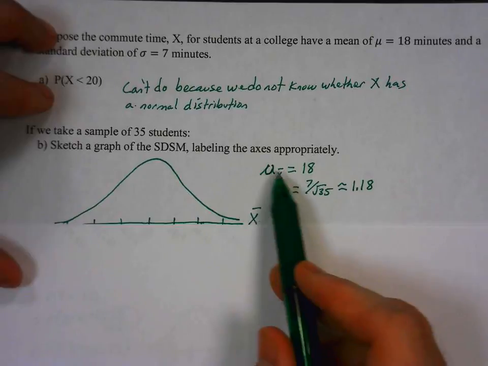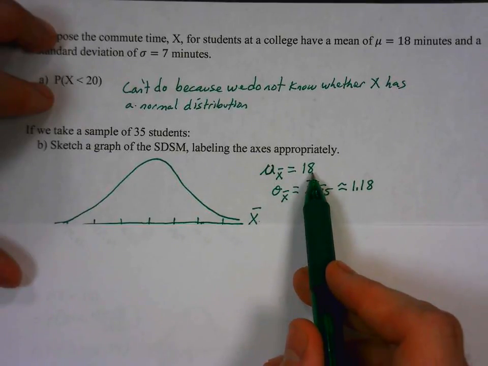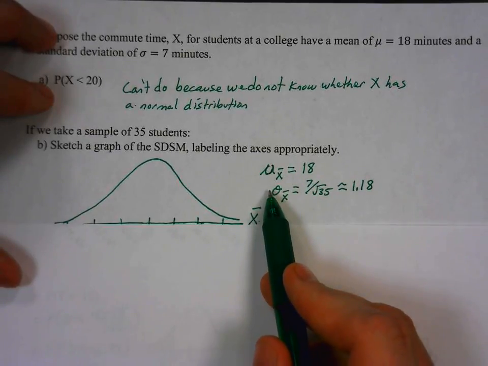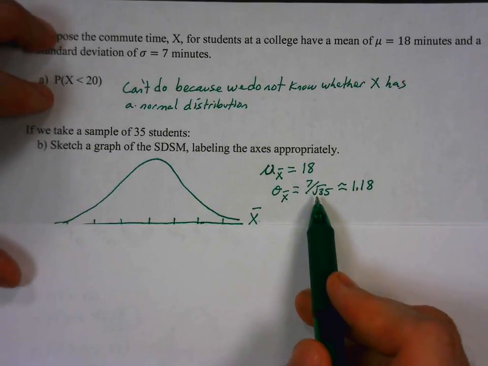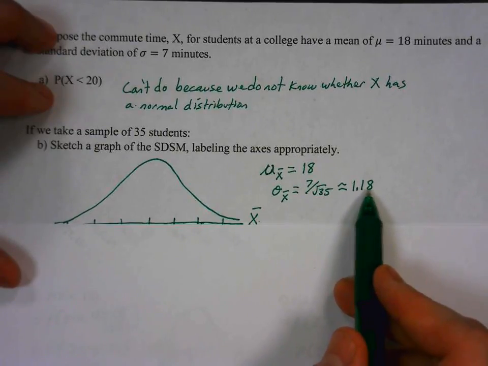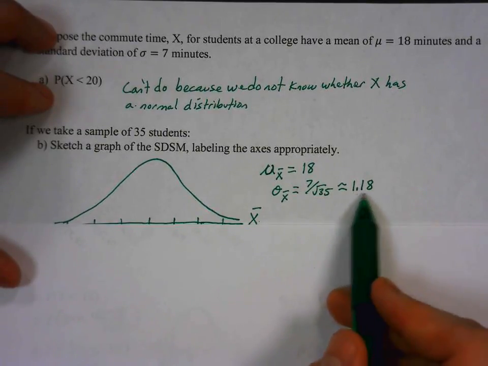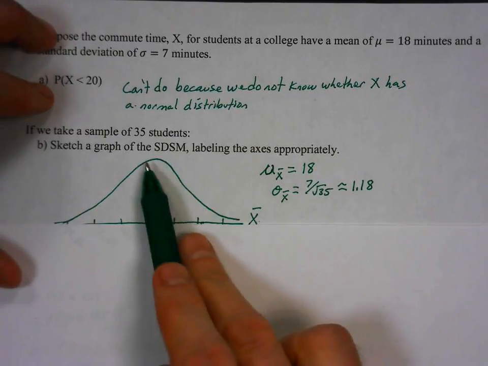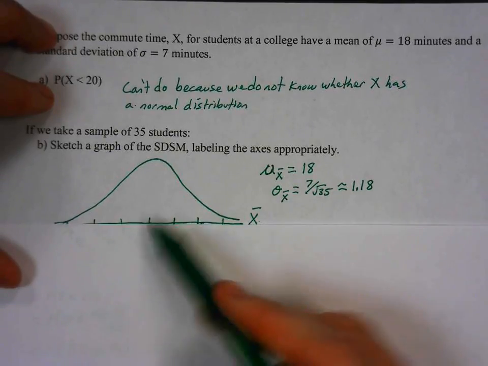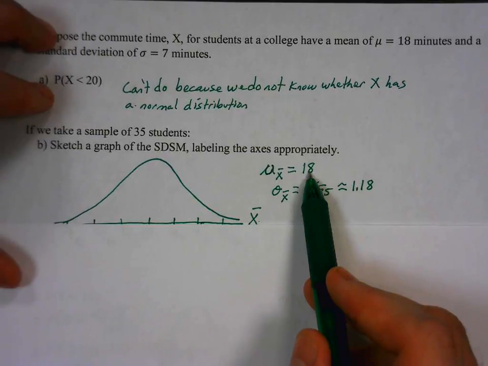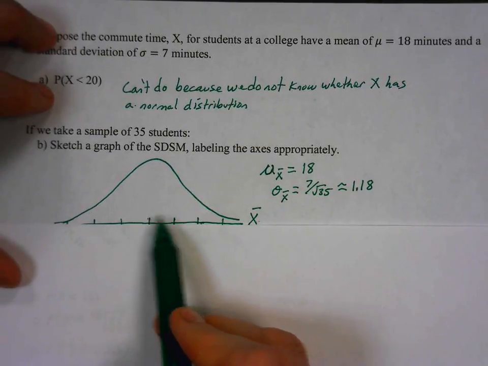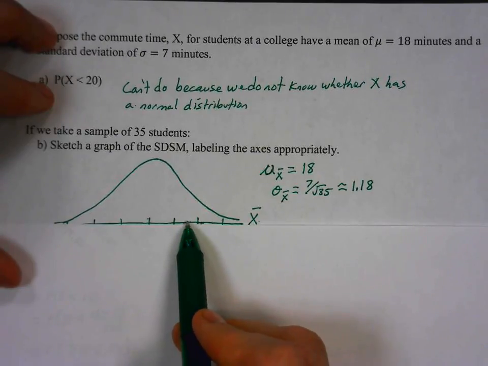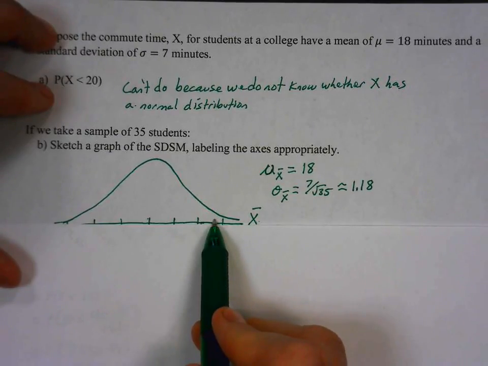We know the mean of the sample means will be the same as the original, 18. And we know the standard deviation of the sample means will be sigma, which was 7, over the square root of n, which is the square root of 35, approximately 1.18. Now we're going to use that decimal of 1.18 to help draw the distribution and label the axes. 18 is going to go right in the center, and then we're going to add and subtract 1.18, 1, 2, 3 times on each side.